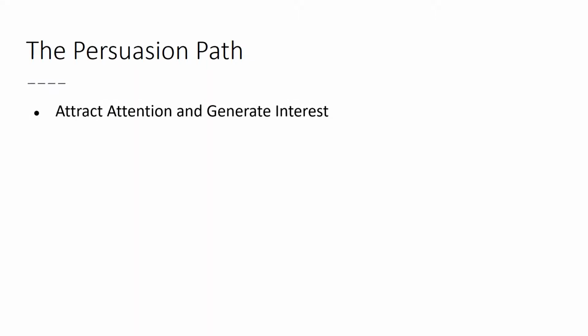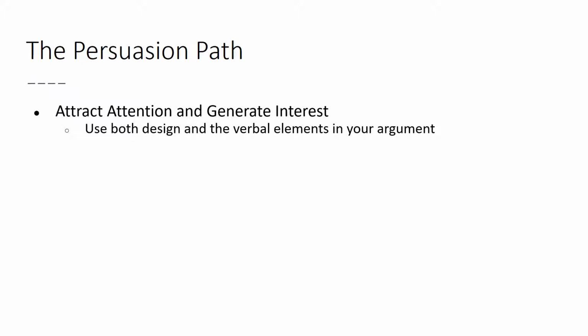The first thing that you want to remember is that your PSA should attract attention and generate interest. You want your PSA to look as attractive as it can and also generate interest in people who may be looking at it. This means that you're going to have to use both design and the verbal elements in your argument. So the actual graphics and pictures and the way that you format those things on the PSA, and also the words that you include on your PSA, are the things that are going to make attracting attention and generating interest happen.